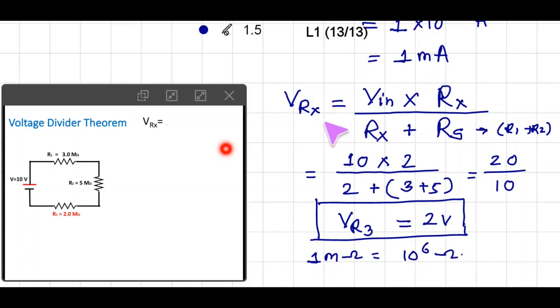So this way, just by changing the value of x, you can find out the voltage across R2 also, and R1 also. If you put R1, then in place of Rx the value will be 3, and the denominator is 3 plus 5 plus 2, that is 10. This way you can find out the voltages across the resistances. Okay.